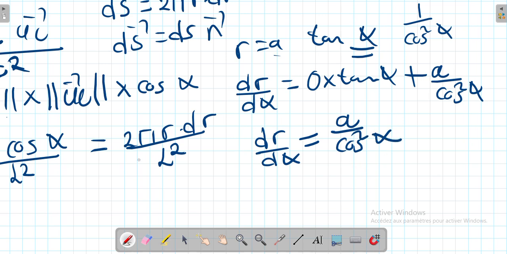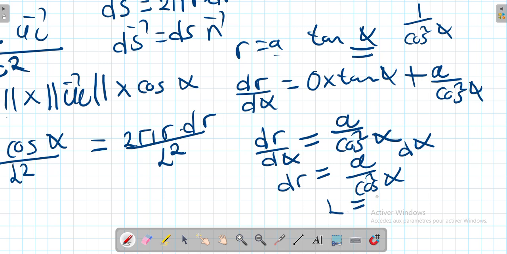Now, in our expression, we only have dr. We don't have dr over d alpha. So therefore, we are going to express dr as a function of d alpha and alpha. So it's going to be A over cos squared alpha, then d alpha. You multiply by d alpha this side. Then you also have got your R. Then your L, we also found it: it's A over cos alpha. So here we have got L squared. So I'm going to square this side. So L squared will be A squared over cos squared alpha.